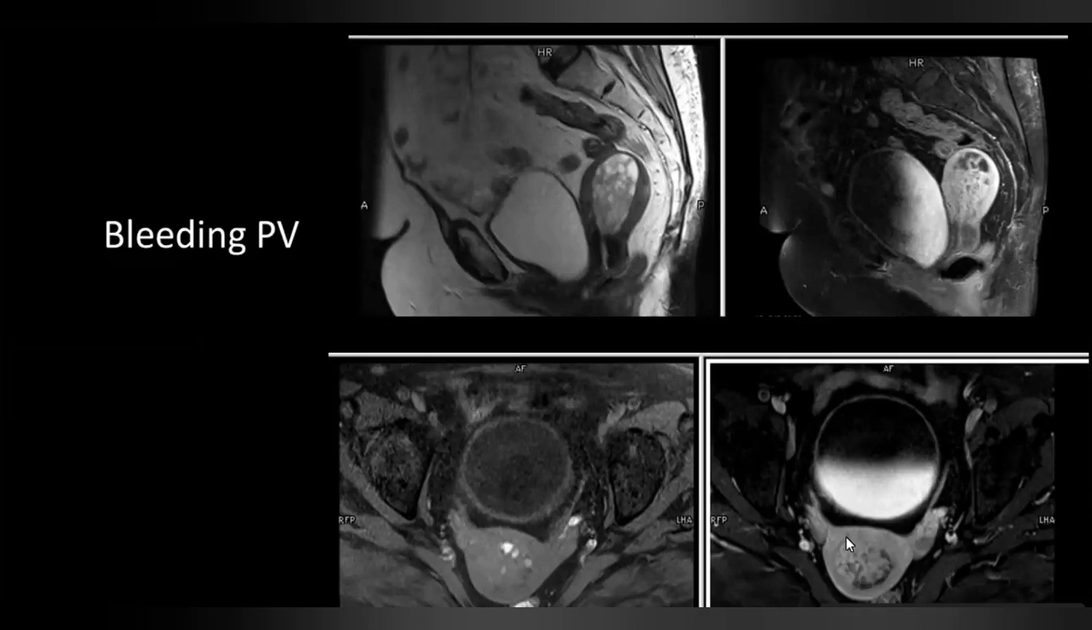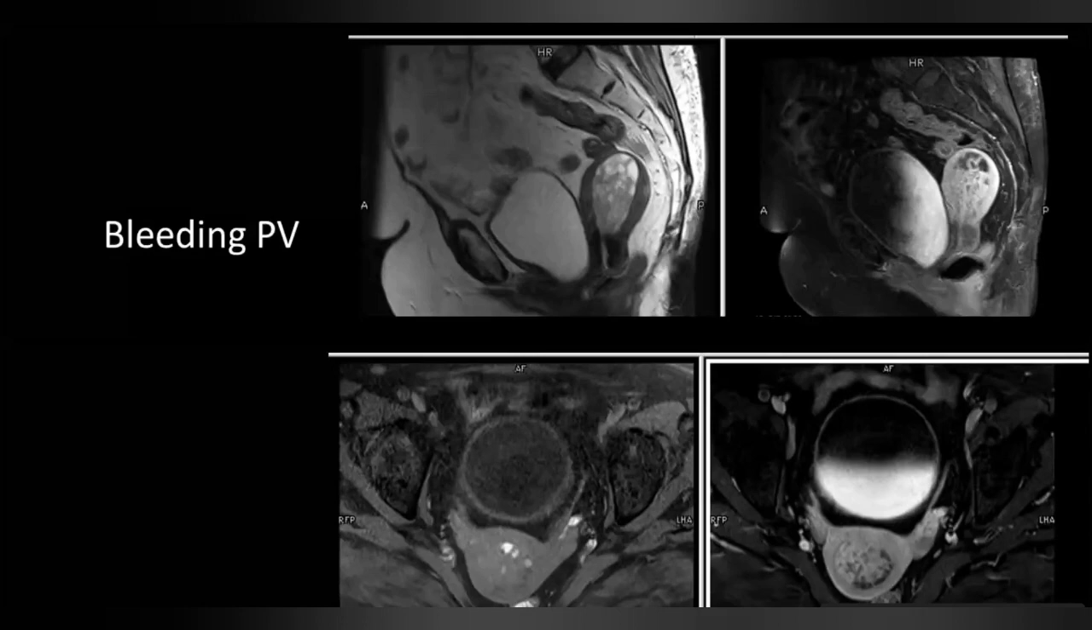This is a typical appearance for an endometrial polyp. So sometimes it is difficult if you want to see whether there is some malignant transformation or not. And in those cases, diffusion weighted images are really very helpful. And if there is some malignant transformation within the polyp, then there will be diffusion restriction.